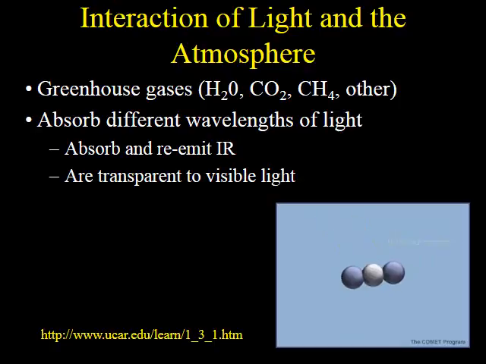Greenhouse gases include water vapor, carbon dioxide, methane. Not all gases in our atmosphere are greenhouse gases. Some of them do not have this effect. Greenhouse gases will absorb infrared light, and then re-emit that light in a different direction. But visible light is not affected by these greenhouse gases. It's not trapped by greenhouse gases.